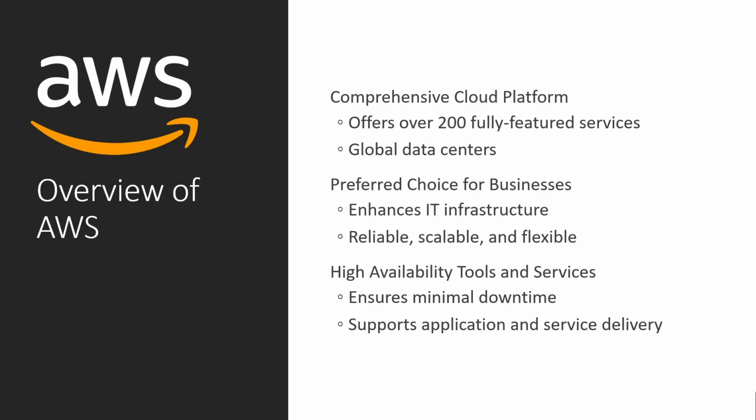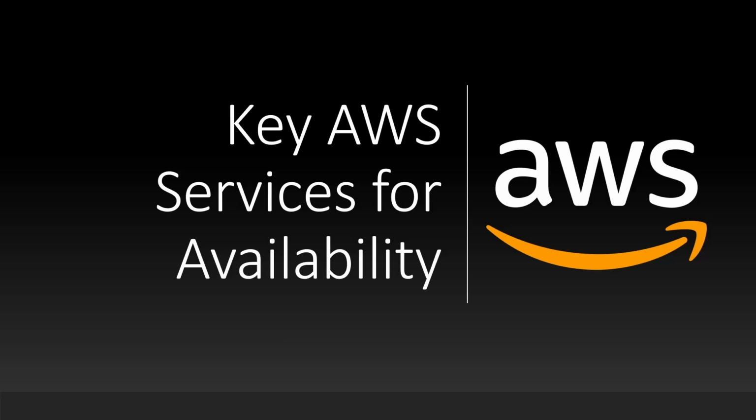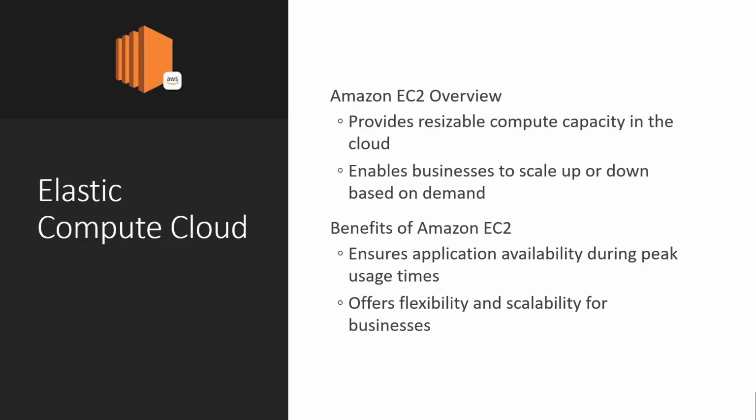So what are some of the key services for availability in AWS? We are going to be diving into each of them, and we're going to begin with the basics, which is the EC2 or the Elastic Compute Cloud. Now, EC2 provides resizable compute capacity in the cloud, and this allows businesses to scale based on demand, ensuring application availability during peak times and offering flexibility and scalability.